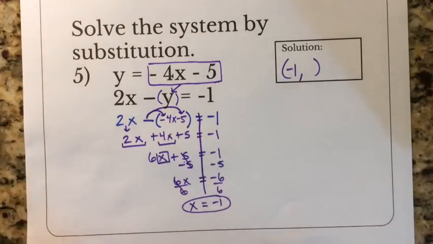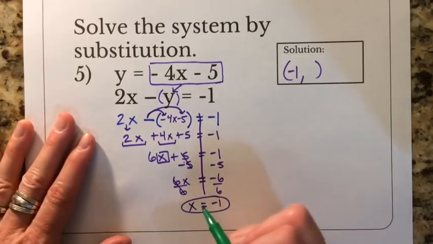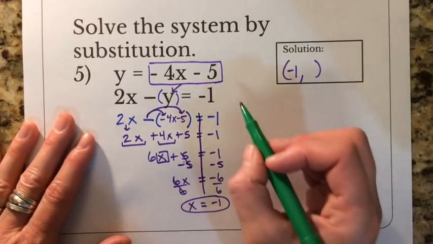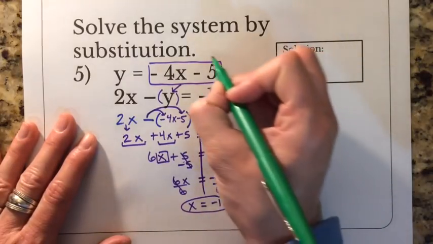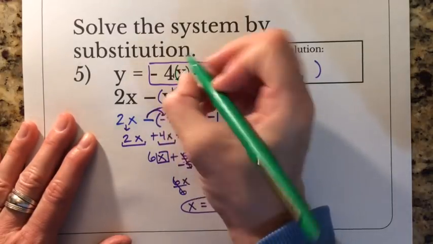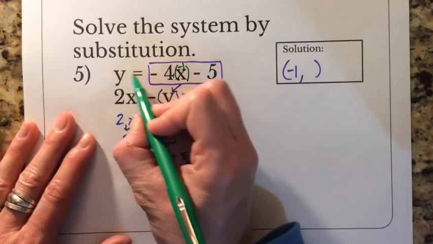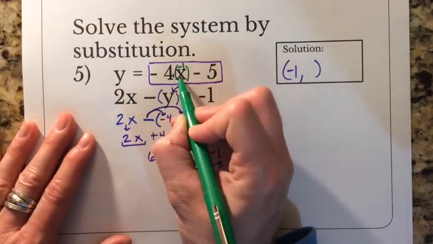All right, another substitution. Don't you love the substitution method? You're substituting and then substituting again. So x is equal to negative 1. Now let's go back into the equations up here and solve for y. So I'm going to take the x equals negative 1 and plug it right in here into the package. Okay, I'm going to make this x a negative 1. So now, what's y? y is equal to negative 4 times negative 1 minus 5.